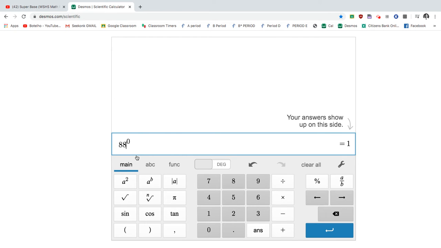So you can see I could put -5. Oh wait, yeah, that would be -1. But if I put 99 raised to 0, it's 1. If I put x, well, it won't let me do x to the 0, but trust me, it's 1.